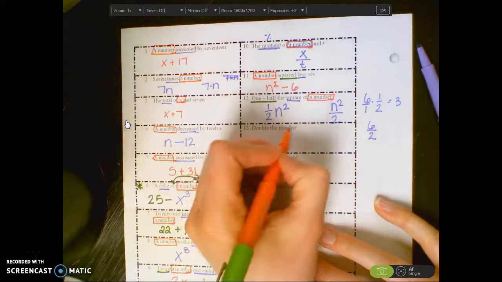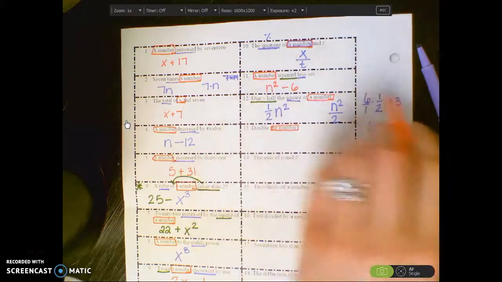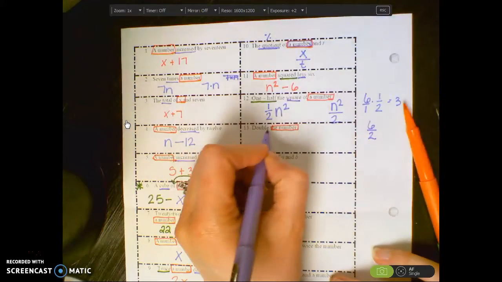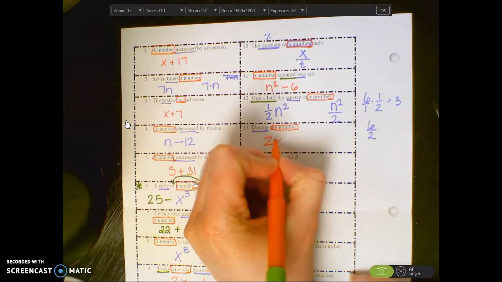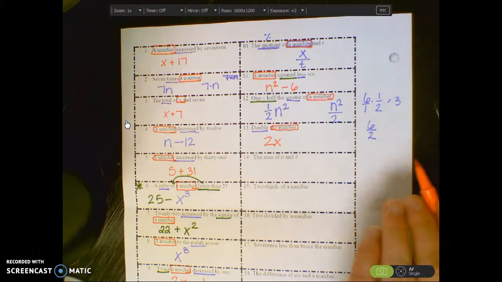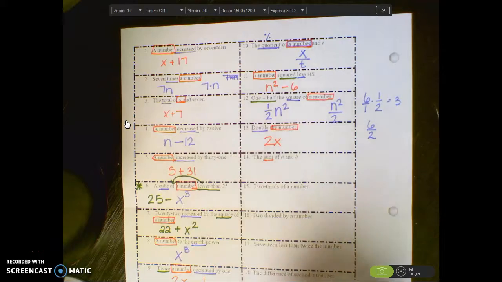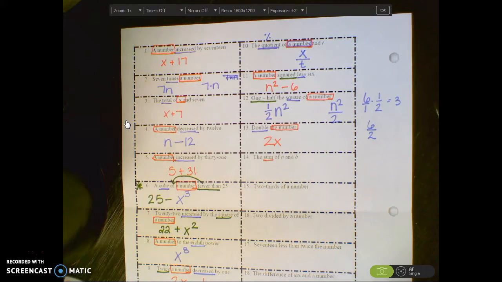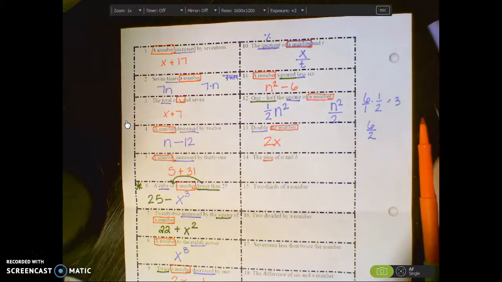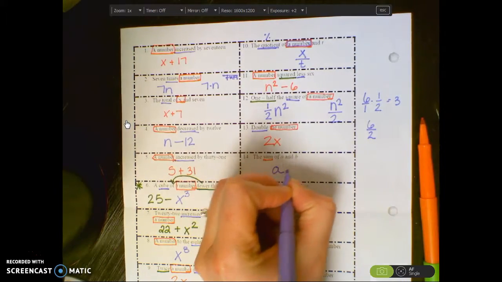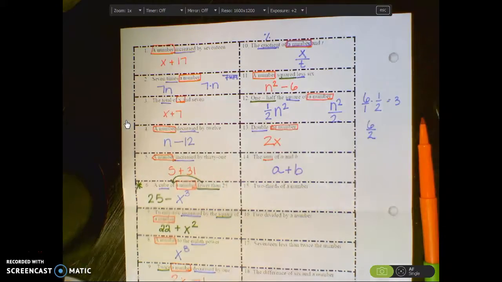Double the number. So the number, and then double. Double means take it times 2, so 2x. The sum of a and b. So this isn't giving us a number, this is giving us two variables that we want to specifically call something. So the sum of a and b. Sum means to add.